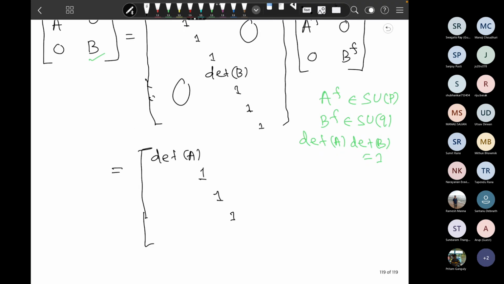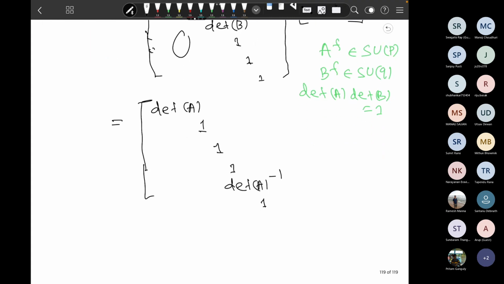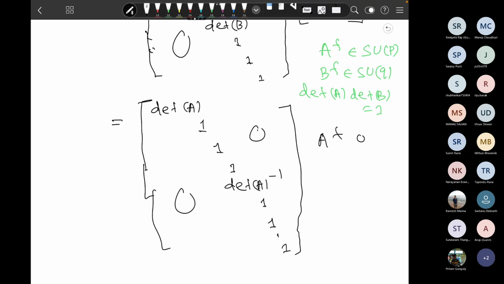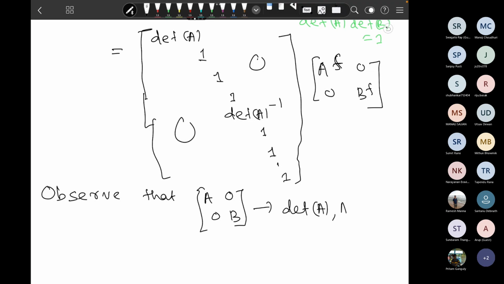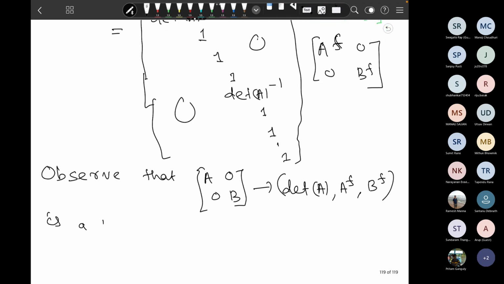This is 1, 1, and the second last thing is the determinant of A inverse, and the rest of the entries are 1, 1, 1. So this is the thing: 0, 0 and AF, 0, 0, BF. So observe that. So A, 0, 0, B, this goes to the determinant of A, AF, BF is a homeomorphism.